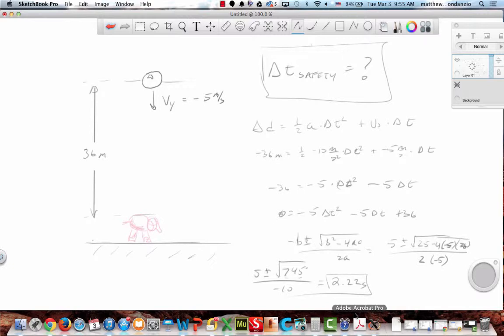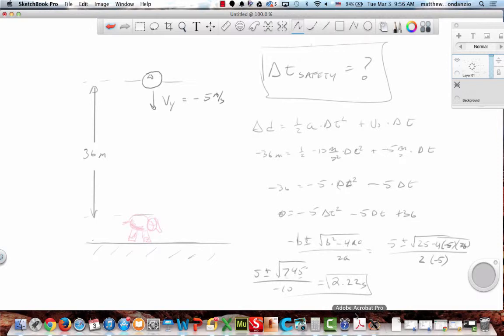Well, you're going to get a negative time or a positive time. Can you have negative time? No. I got 2.22. Do you have this? 5 plus or minus the square root of 745 over negative 10? I'm sorry? Well, somewhere along the way there's a negative issue.